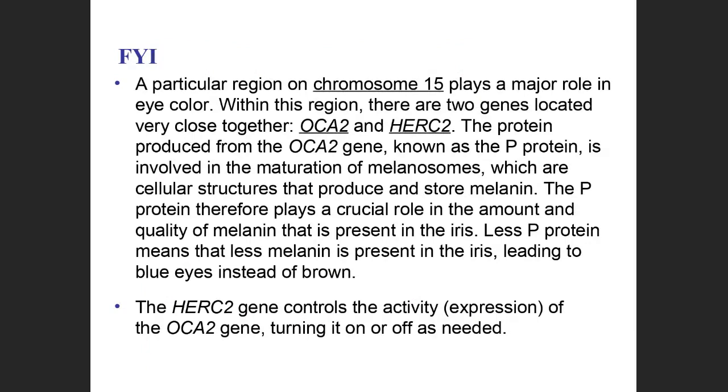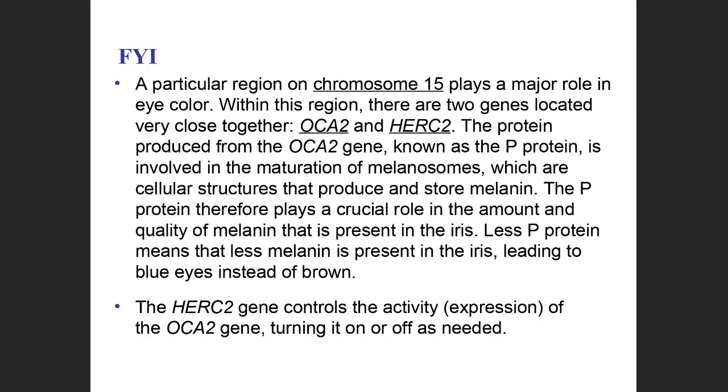Now, this is just the FYI thing, because for a long time they did not know this. And I forget exactly when they discovered this. It hasn't been all that long, maybe within the past 10 years or so. But on chromosome 15, there are 2 important genes for eye color, the OCA2 gene and the HERC2 gene. And so the protein produced from the OCA2 gene is known as the P protein. It's involved in the maturation of melanosomes.